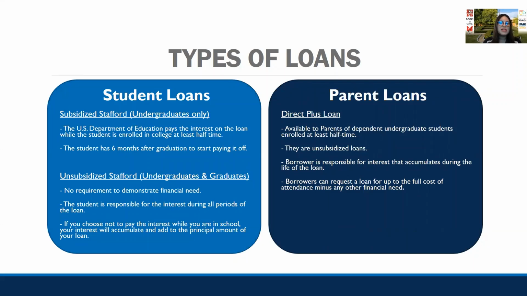So starting with subsidized loans, the U.S. Department of Education pays for the interest on the loan while the student is enrolled in the college at least half time. The student has 6 months after graduation to start paying off the loan.